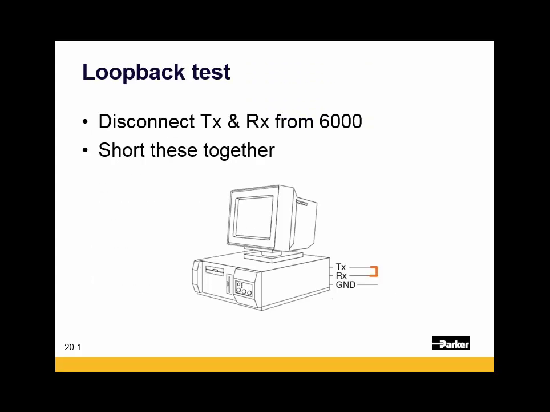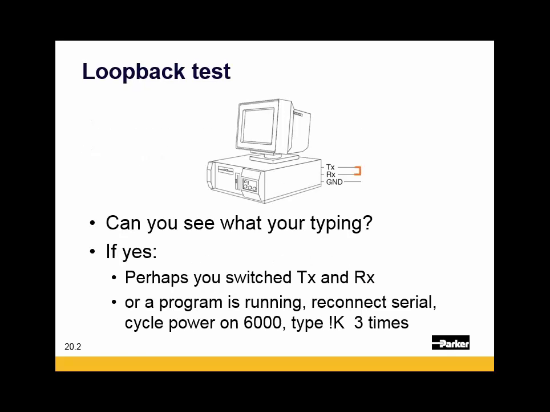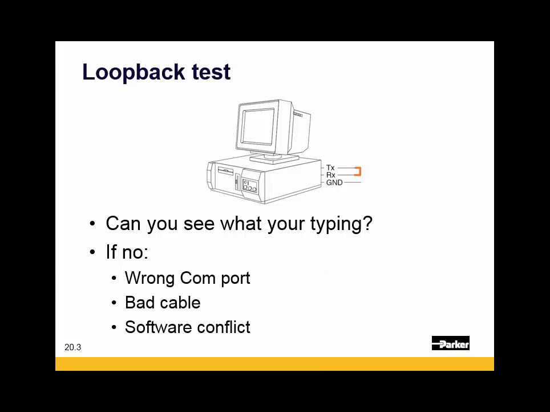If you can't see what you're typing, then let's do a loopback test. So remove the RX and the TX wires from the 6000 product and tie them together so everything we're typing goes down the transmit line and comes back on the receive line. If you can see what you're typing, then you have control of the COM port. If you can't see what you're typing, then either we have the wrong COM port number, so on the back of the older PCs there were two COM ports, try moving the cable over to the other one and see if that's it.